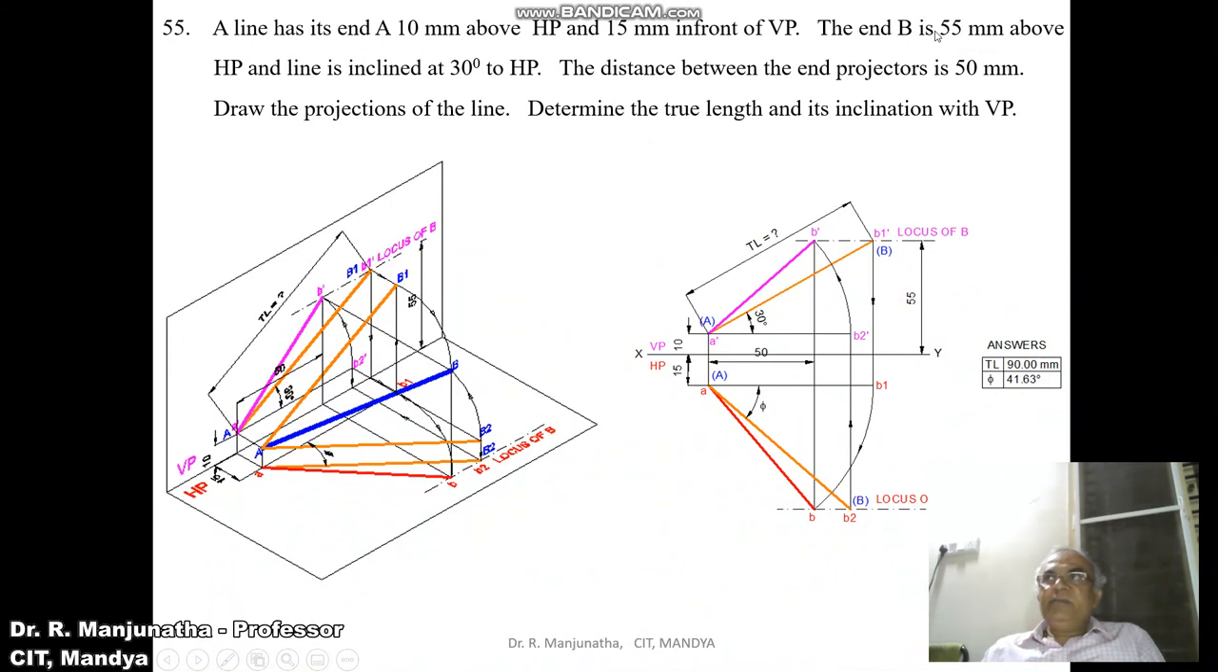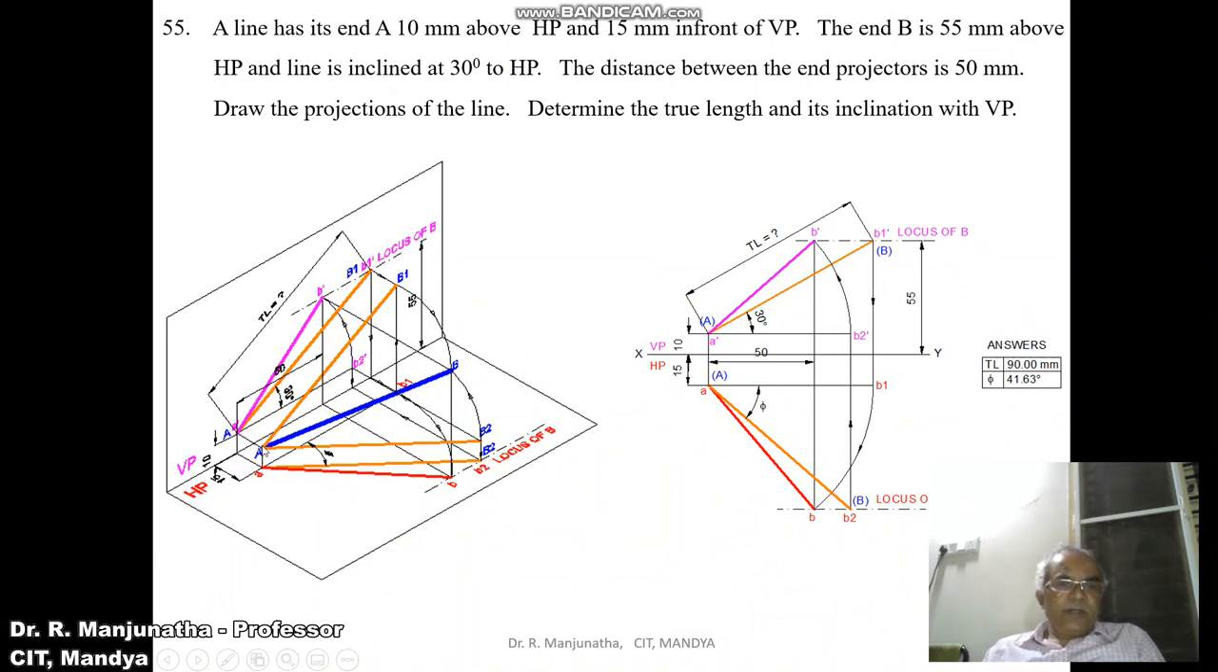Then the NB is 55 mm above HP. So when you look from the front view, we can see the distance NB, which is 55 mm above HP. And that image, which you can see on the vertical plane, that you are going to get the locus of B in the front view. And the line is inclined at 30 degrees to HP. So we have the true inclination of the line, which is inclined at 30 degrees to HP.